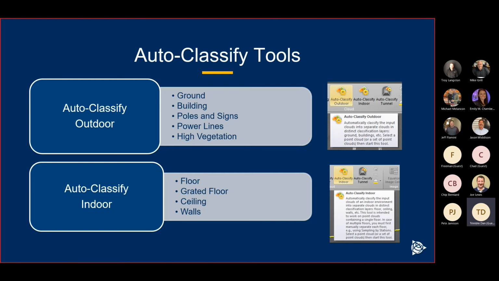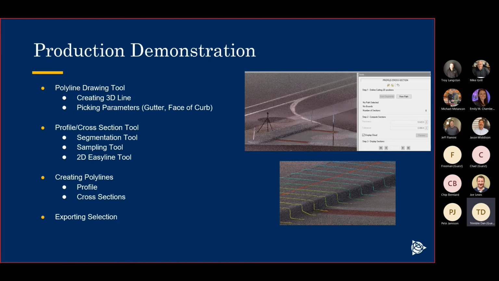Okay, there we have it. All right, so this one is a demonstration. We're going to do just a profile and cross section. I wanted to find a tool that uses multiple tools, just to demonstrate that tool within a tool. So we're just going to look at the profile cross section tool, because that allows us to open up the segmentation tool, the sampling tool, the 2D easy line tool, and also just drawing a polyline as well. So that's what we'll do here.